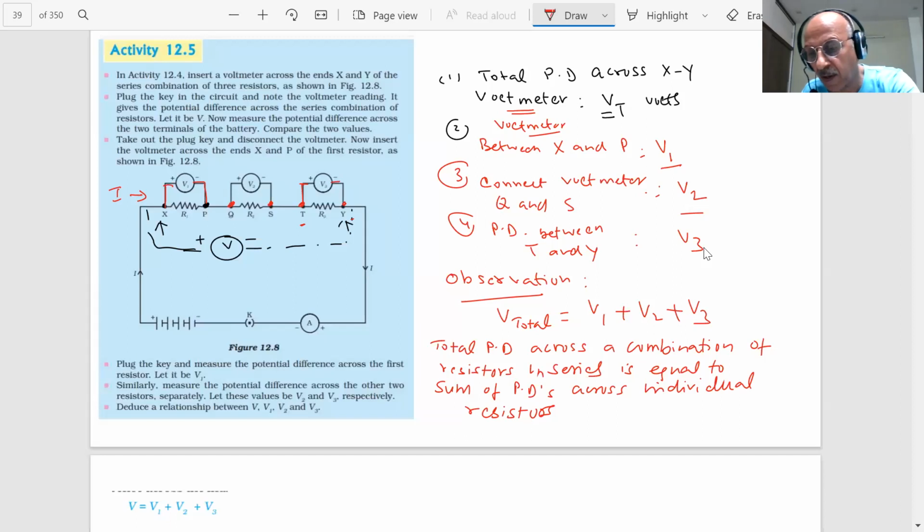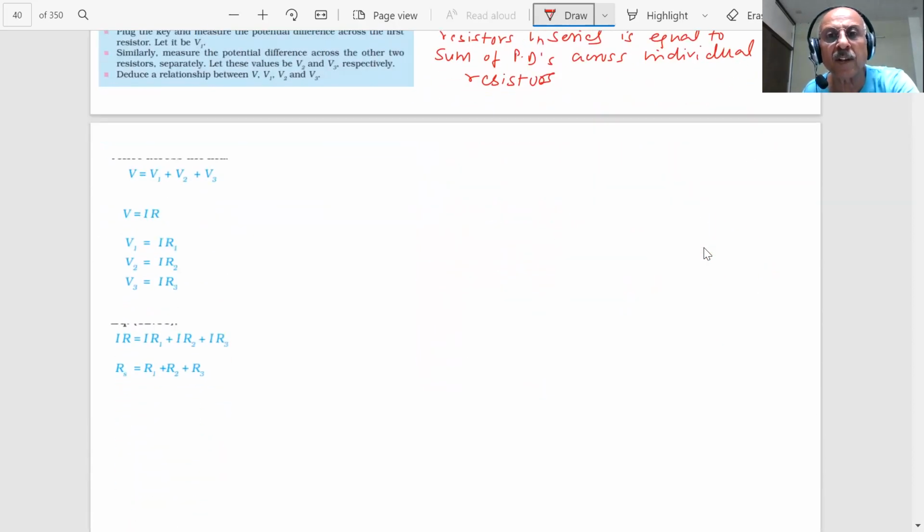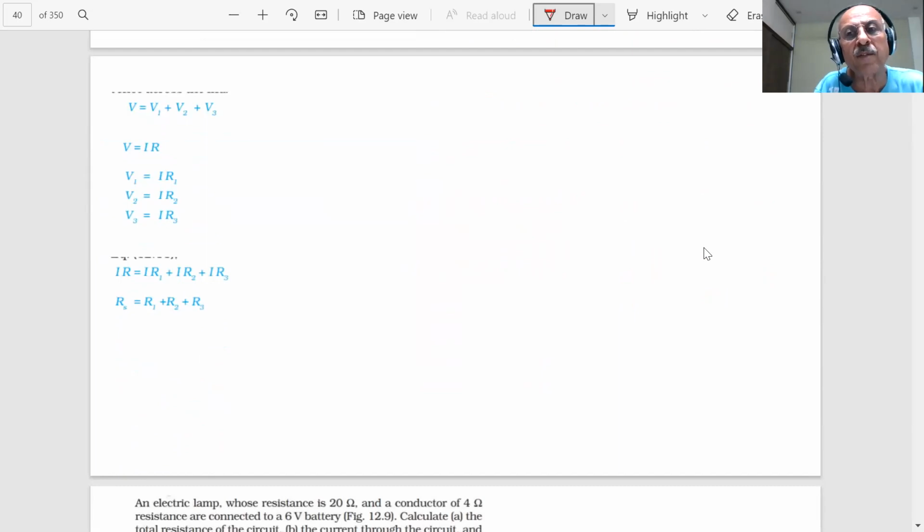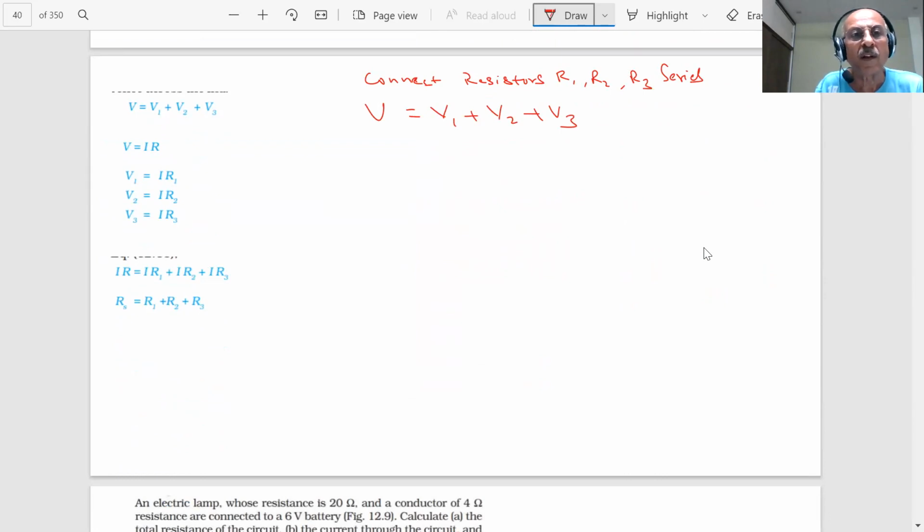Okay. Therefore, students, now I can say what I find when I connect resistors R1, R2, R3 in series: the total potential difference is equal to V1 plus V2 plus V3. Is it clear? And students, from Ohm's law, what is V? V is equal to I into R. Is it clear? Ohm's law.